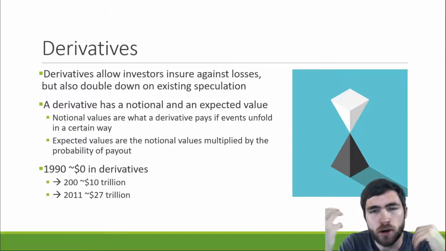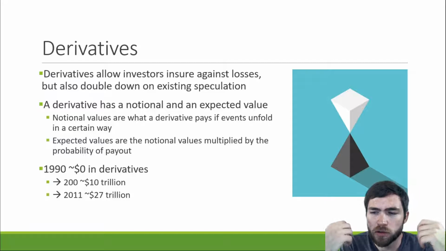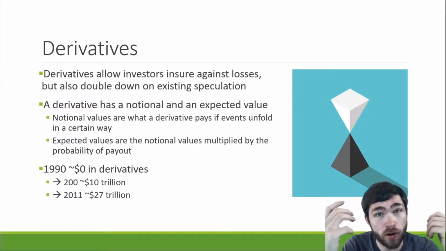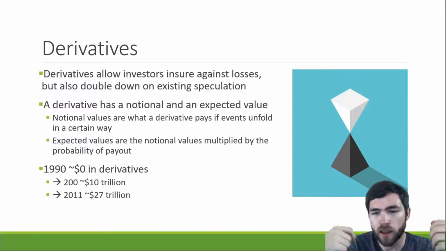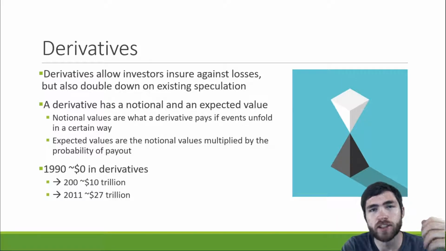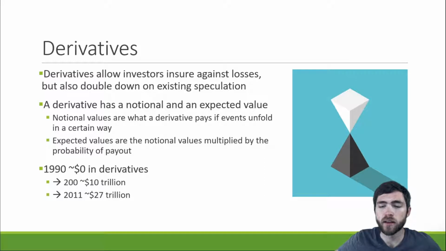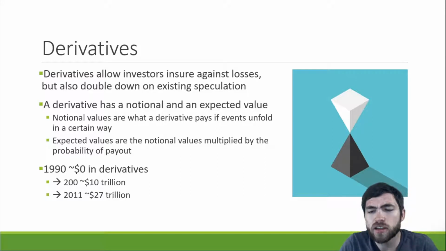So derivatives have a notional and an expected value. Notional values are what the derivative pays if events unfold in a certain way, so essentially the payout. Expected value is the notional value multiplied by the probability that the events unfold in a way consistent with payout. So the expected value of derivatives is less than their notional value. And so these are all notional values rather than expected values. In 1990, there was basically no derivatives. That should be the year 2000. By the year 2000, there were $10 trillion in notional value of derivatives. And by 2011, there's $27 trillion.